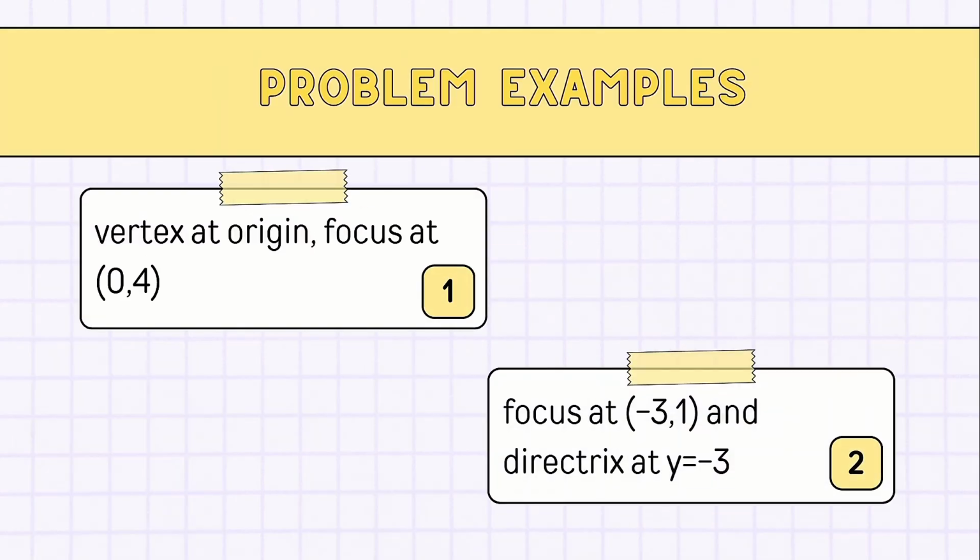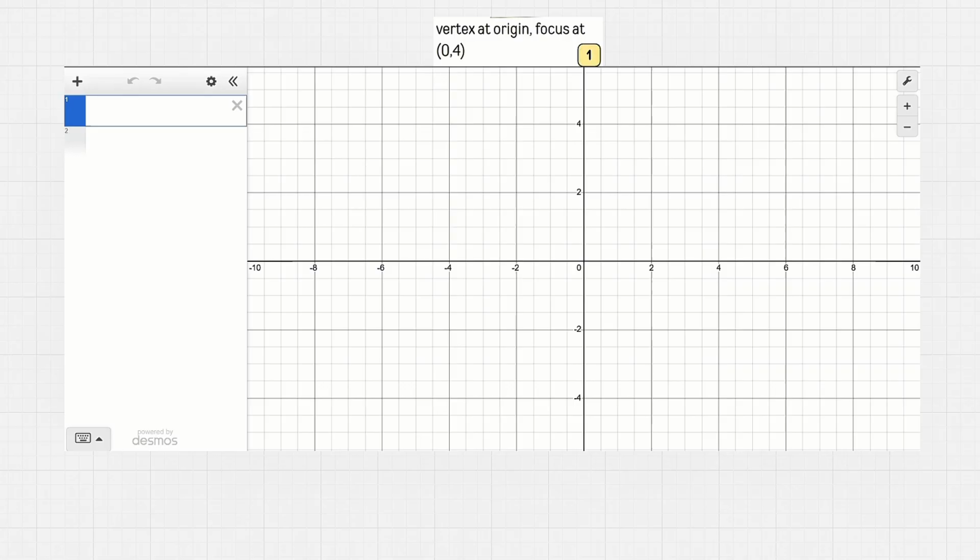After knowing our formula, let's head to our problem examples. Okay, we are given the vertex at the origin and the focus at 0, 4. At first, let's write the given. We have the vertex at 0, 0, and the focus at 0, comma 4.